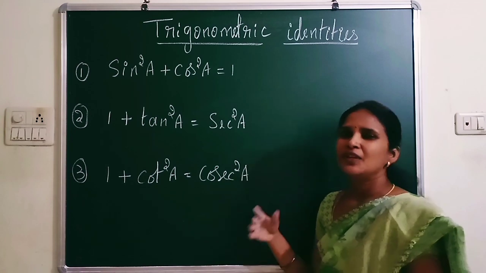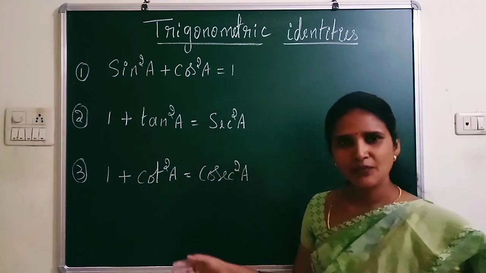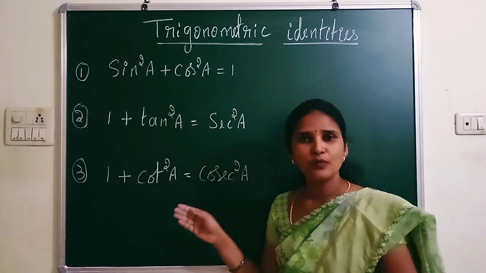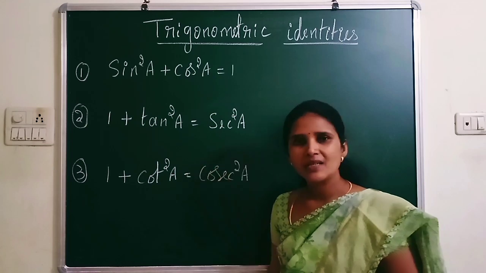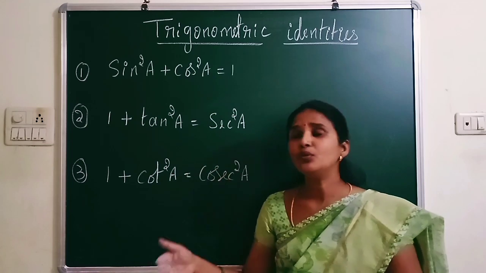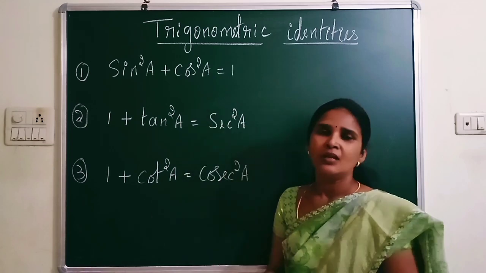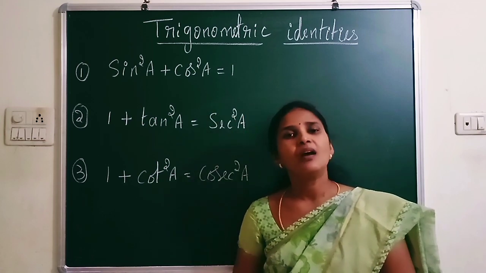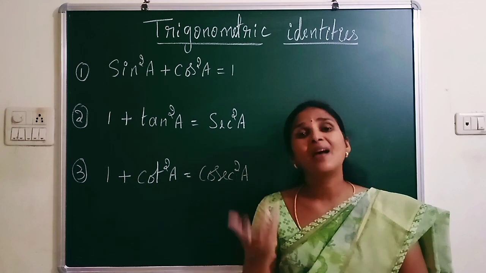First of all, before I start, in this video I am going to show how you got these three identities, the proofs you are going to learn. They may not ask this in the exam, but you have to know how you got these three identities. So before I start the proof of these identities, let me ask the question, what is an identity?